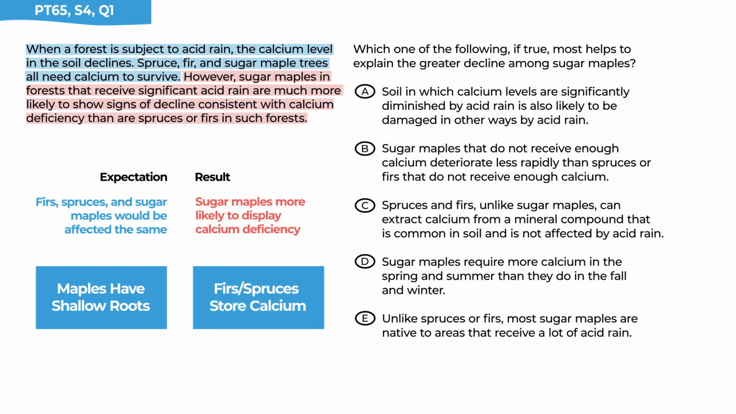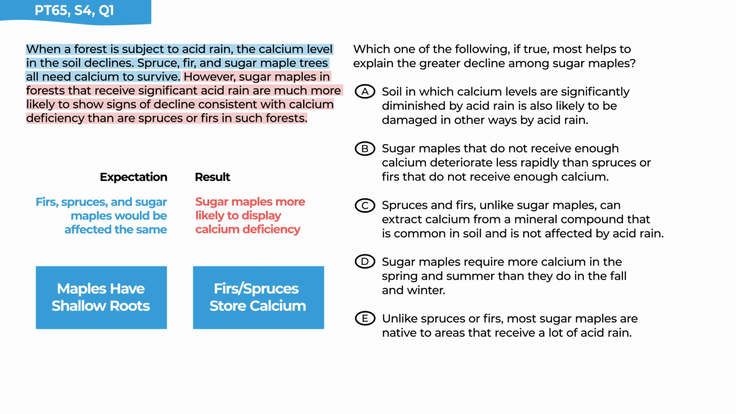Another thing that could explain the discrepancy would be that maybe firs and spruces store calcium differently than maples do. If the firs and spruces are able to store calcium in a way that keeps it around for longer, have deeper reservoirs inside, then maybe it would take a lot more for those trees to be damaged by the acid rain compared to the maple trees. So these are a couple of ideas, but remember, we can't guarantee that the right answer is going to be one of these, but it's a really good idea to stay engaged with the material and to be anticipating.